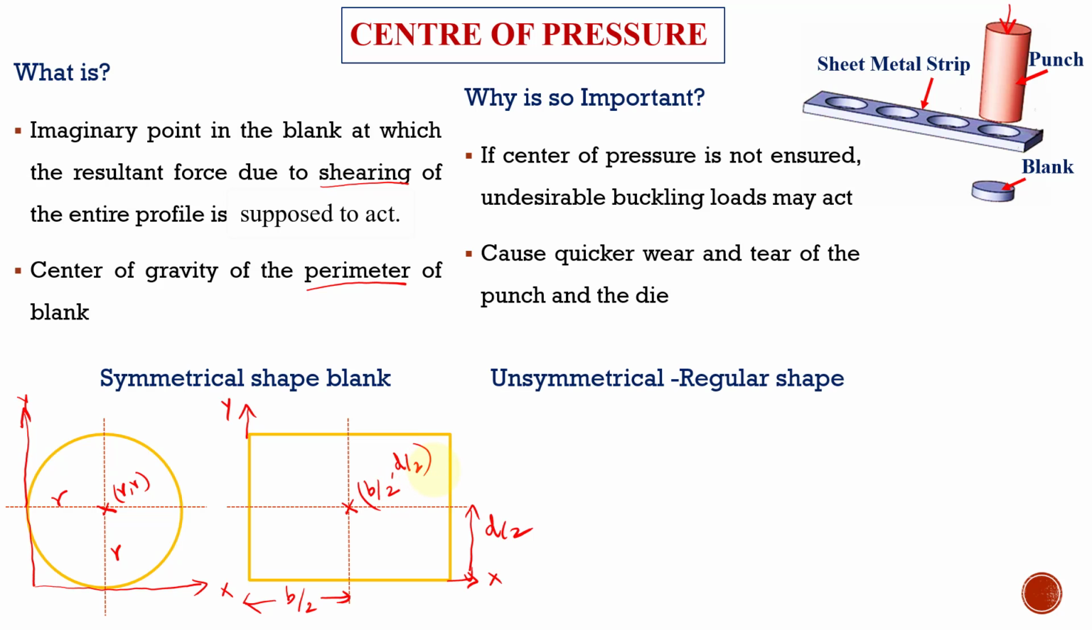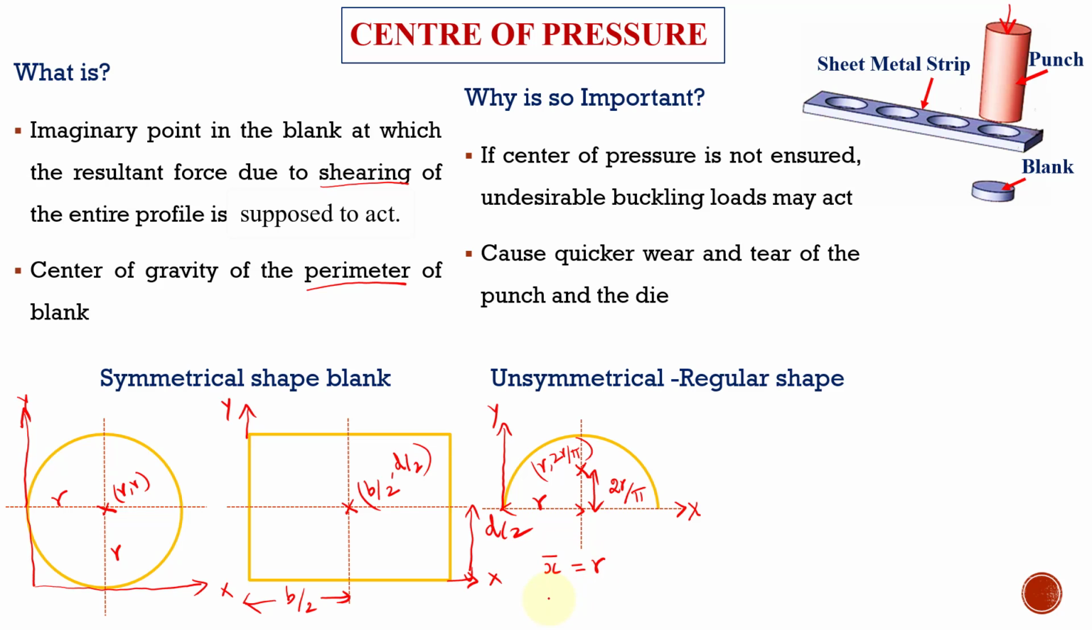Now let us see some sections which are unsymmetrical but regular in shape. First let us see the semicircular section. Here you can see it is symmetrical about the vertical axis, not about the horizontal axis. So this x bar we can easily locate. This is R, and this height, that is the center of pressure from the reference axis, this one is x and this one is y. So the center of pressure from this y reference axis is R, and from this x reference axis is 2r divided by pi. So the center of pressure is here, which is r comma 2r divided by pi.